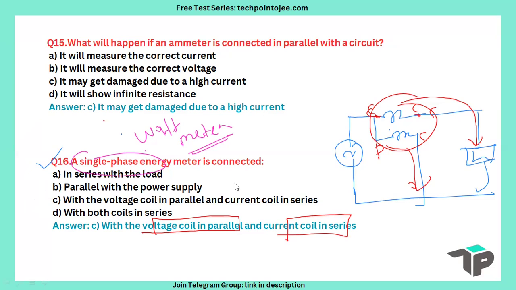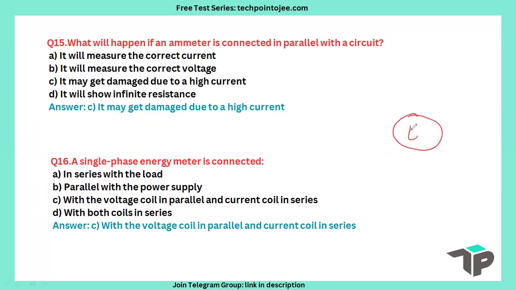Similarly, an energy meter has four points: two incoming points and two outgoing points. So two supply wires come in and two go to the load. So that is the energy meter.